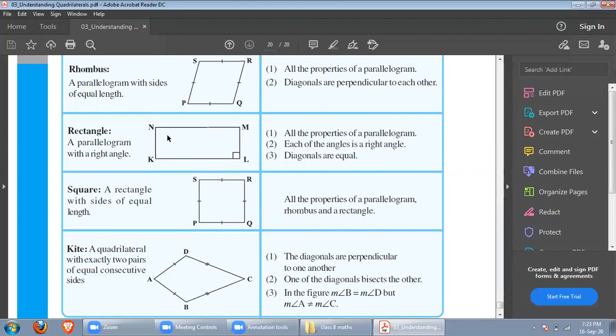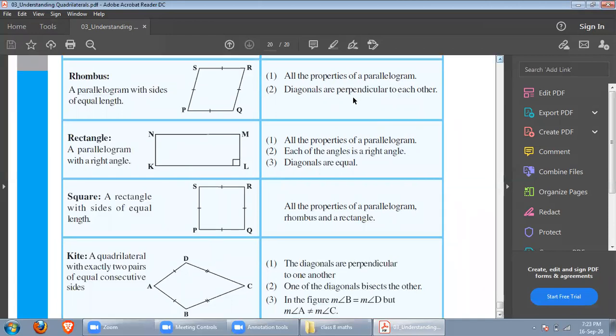Because we know that rectangle is a parallelogram and parallelogram is a quadrilateral. Rectangle is a quadrilateral. So all the interior angles together will give you 360 degrees. Since one of the angles is 90 degrees, and this being a parallelogram, opposite angles are equal. Opposite, we haven't talked about angles.